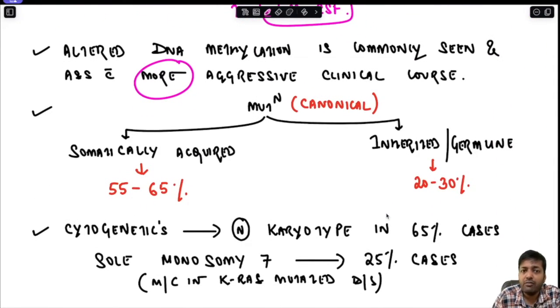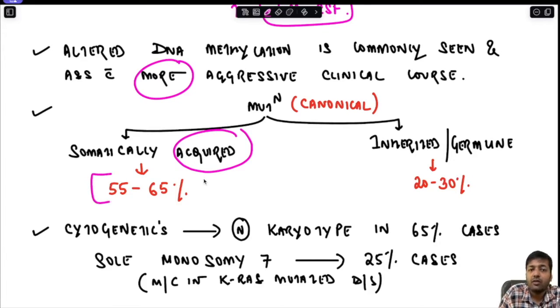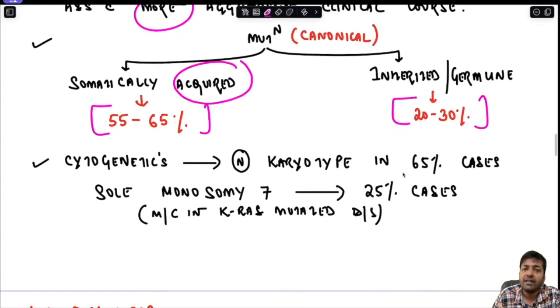So these canonical mutations can either be somatically acquired, that means they are sporadic, and these are more common, constituting 55 to 65% of the cases, or they can be inherited or in the germline, and these constitute 20 to 30% of all the cases. If you look at the cytogenetics, they have a normal karyotype in 65% of the cases, so in the majority of the cases the karyotype is normal.